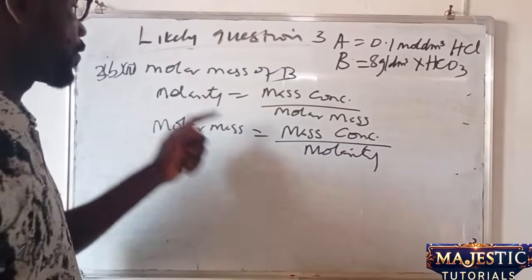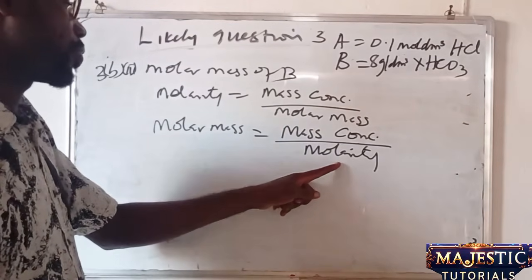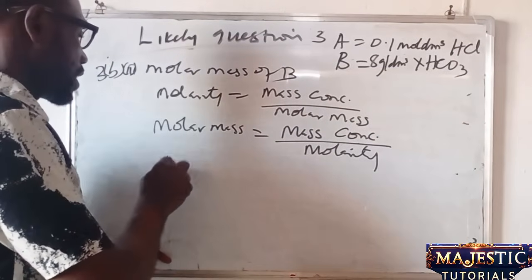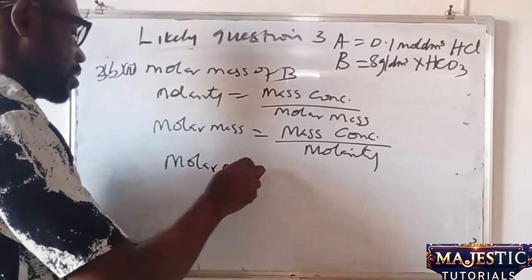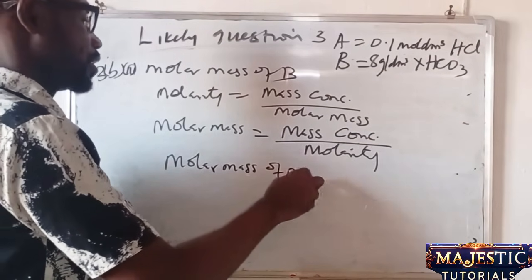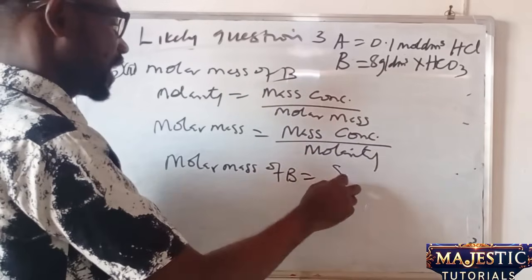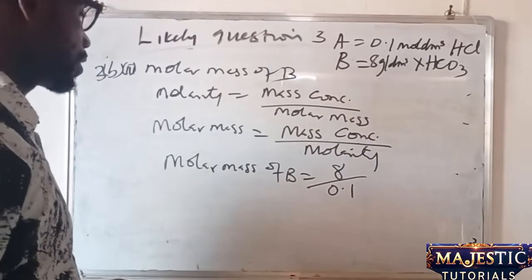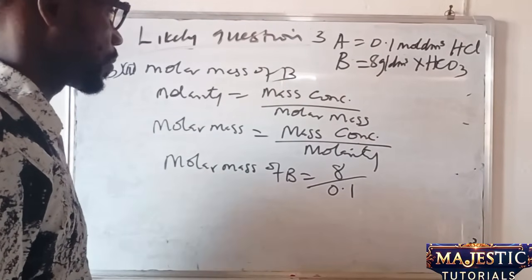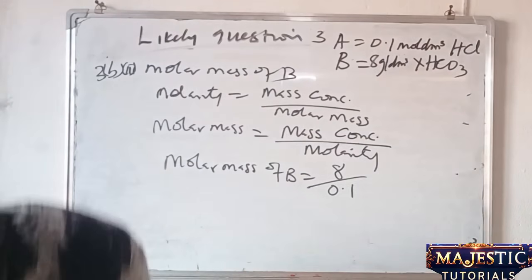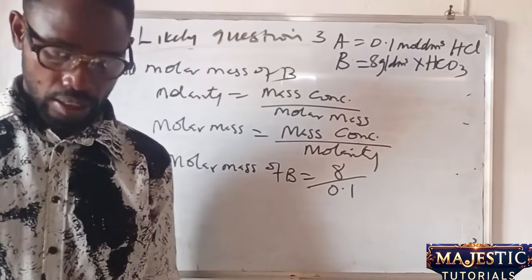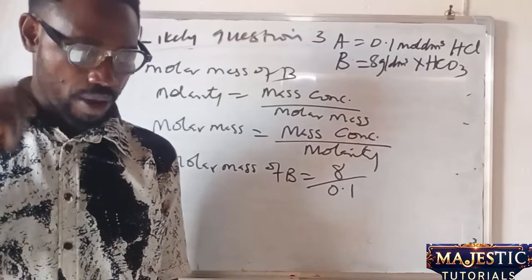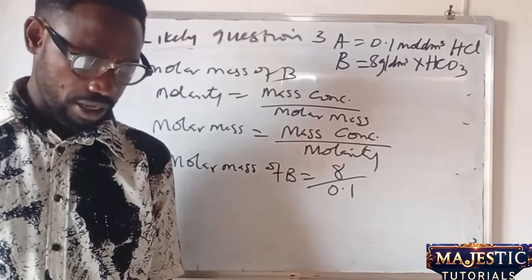From our calculation, we have already gotten the mole per dm cube of B, which is 0.1, and the mass concentration is 8 grams. So you can now say that the molar mass of B is equal to, substituting values, 8 over 0.1. If you do this, 8 over 0.1 gives you 80. Remember I used 0.1 here, so I will not be arriving at that 84, but there is no crime at all.